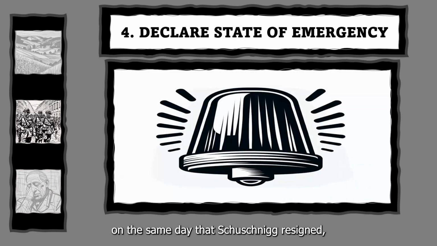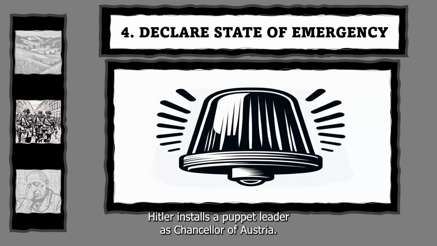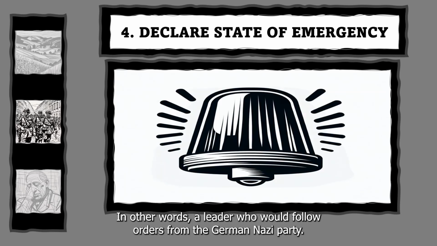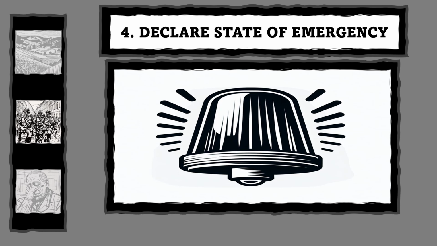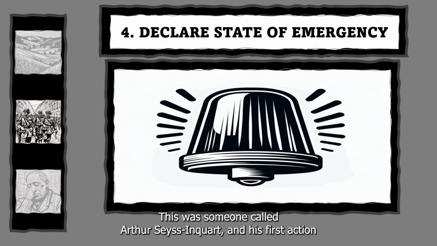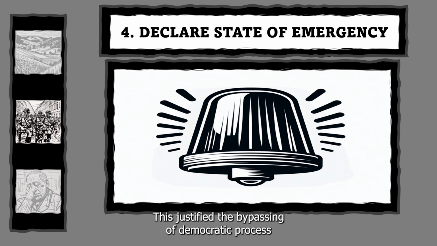On the same day that Schuschnigg resigned, Hitler installs a puppet leader as Chancellor of Austria, in other words, a leader who would follow orders from the German Nazi Party. This was someone called Arthur Seyss-Inquart, and his first action was to declare that Austria was in a state of emergency. This justified the bypassing of democratic process and using rule by decree to ensure Anschluss.